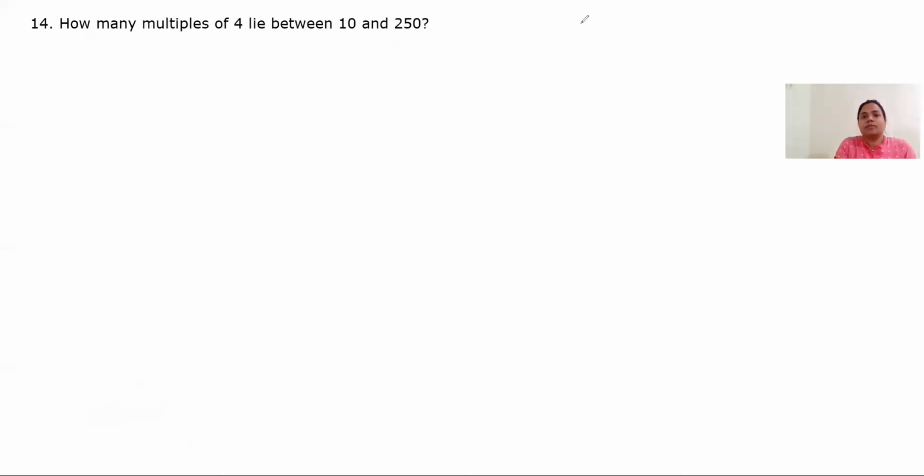Now, 14th question. How many multiples of 4 lie between 10 and 250? Same type of question. In this case, A will be the first number after 10 which is divisible by 4. That is 12. I will write the AP also. First number will be 12, second number will be 16, third number will be 20. It will go on like that.